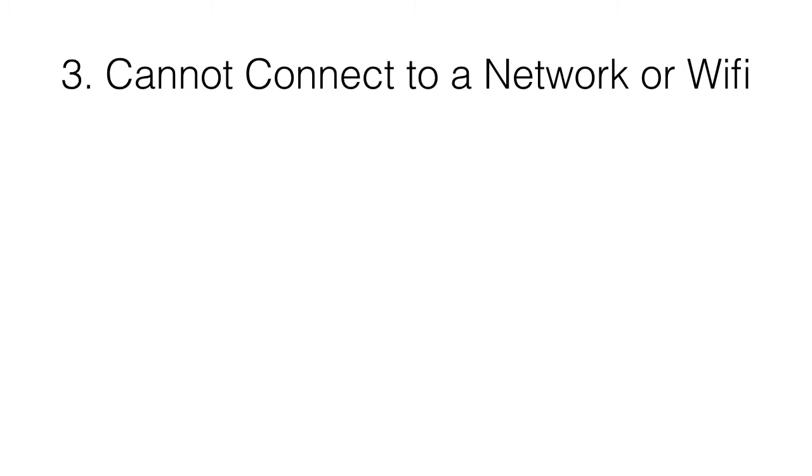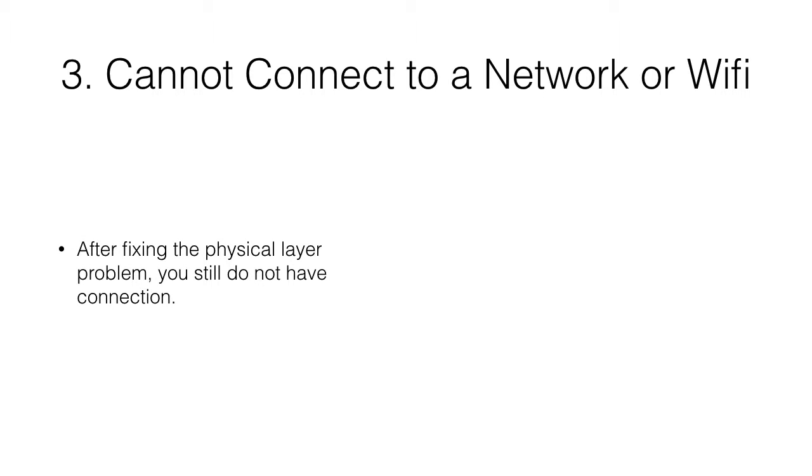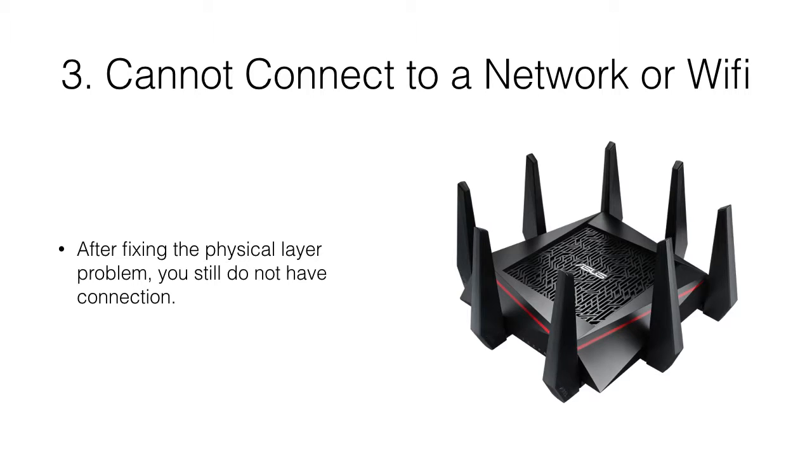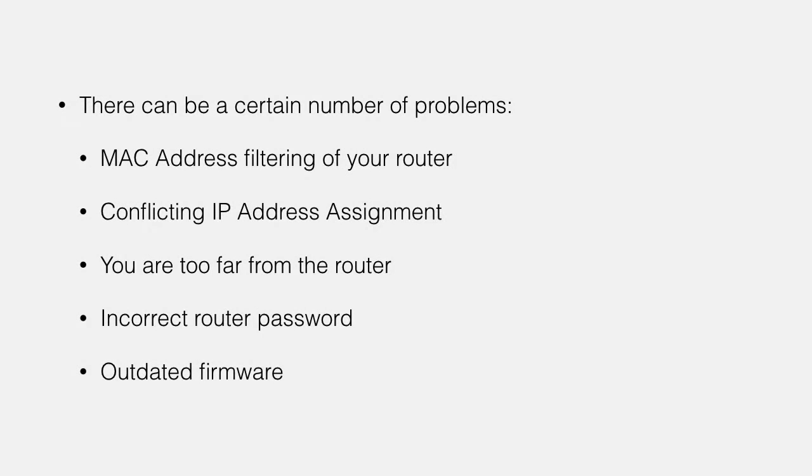So for the third problem, it's cannot connect to a network or Wi-Fi. After fixing the physical layer problem, you still do not have a connection. There are a certain number of problems that cause this. So there's MAC address filtering of your router, conflicting IP address assignment, you are too far from the router, incorrect router password, or outdated firmware.